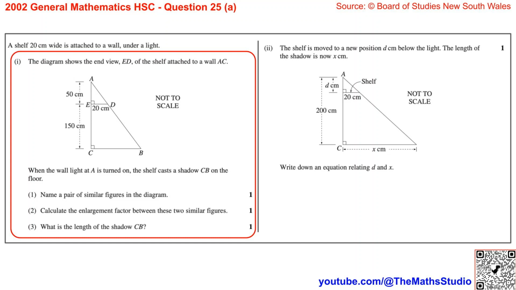1. Name a pair of similar figures in the diagram. 2. Calculate the enlargement factor between these two similar figures. And 3. What is the length of the shadow, CB?